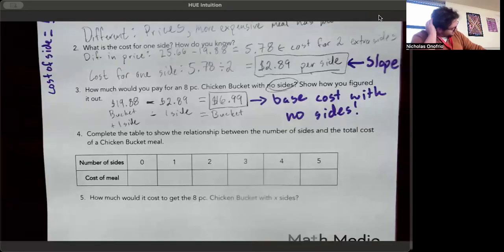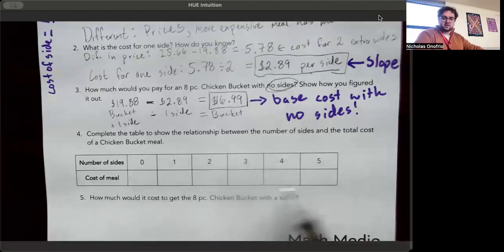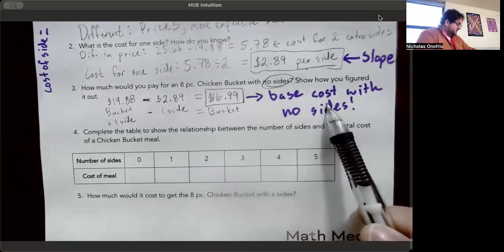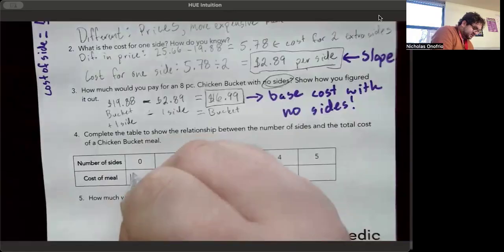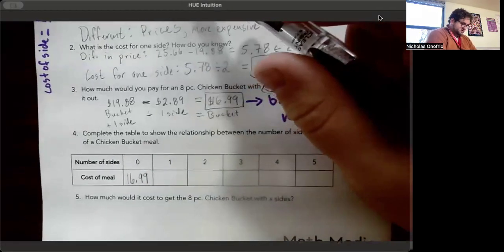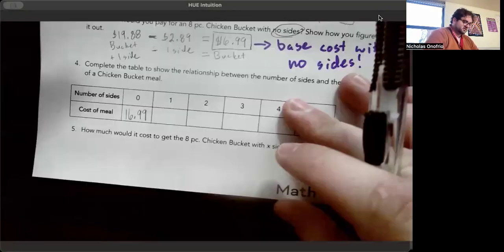All right, y'all. Now that we're back, let's talk it up. So first, we've got our number of sides up at the top of our row, going from 0 to 5. And then we have to fill in our cost. Luckily for us, we actually know some of these boxes already. First, we know that a meal with 0 sides, we already found that, is $16.99. We also know a meal with one side, looking back at the top, is $19.88. So let's fill that in.